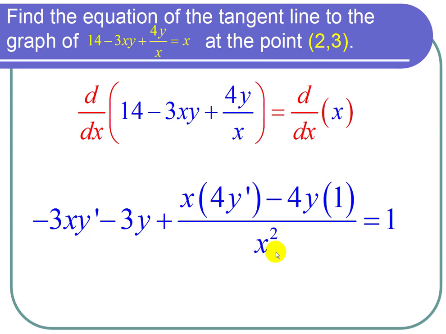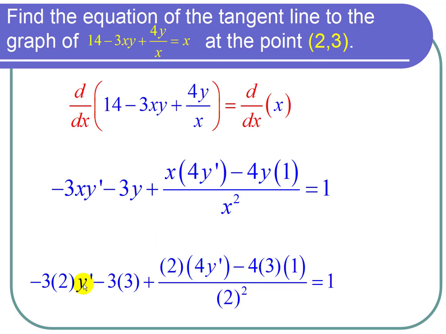At this point, I could solve for y prime, but that would be really tough. Instead, there's an easier way. I have the point (2, 3), so I can let x equal 2 and y equal 3 and plug in right away. And I do that, and I get negative 3 times 2 times y prime minus 3 times 3 plus (2 times 4y prime minus 4 times 3 times 1) divided by 2 squared. And that's equal to 1.